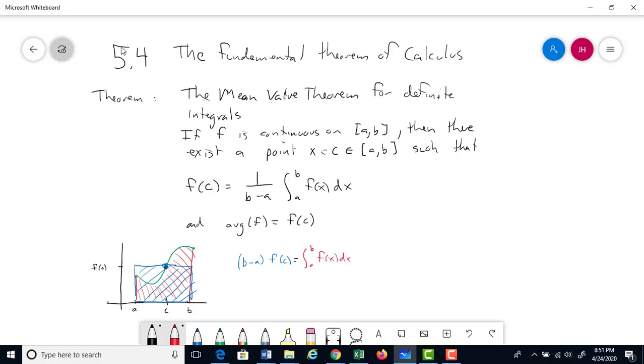So when you solve for f of c, you get this equation. And as we also discussed in the very first section, if this rectangle shares that same area, then this f of c is actually equal to the average value. This is the average value of f. It's the average of f.